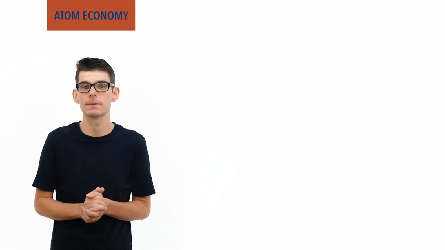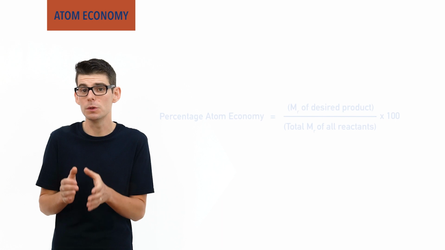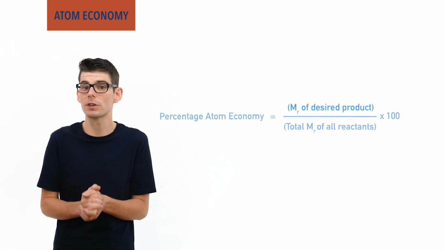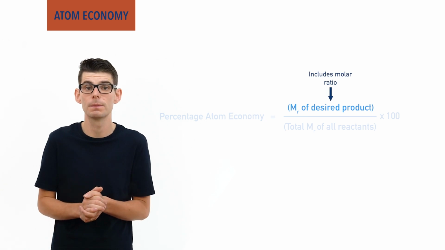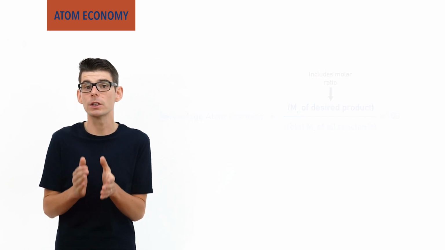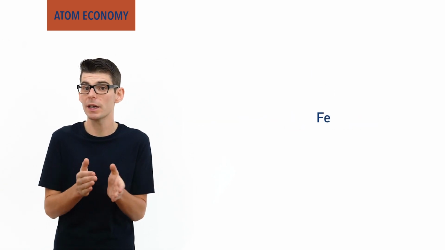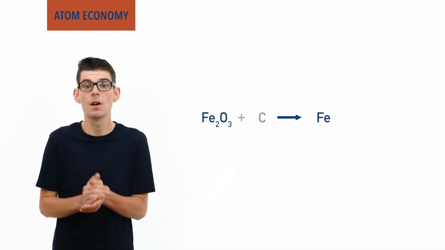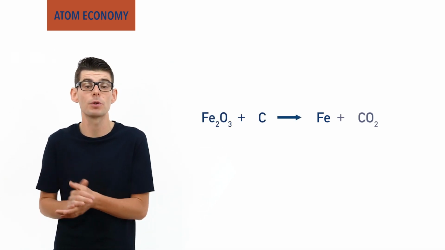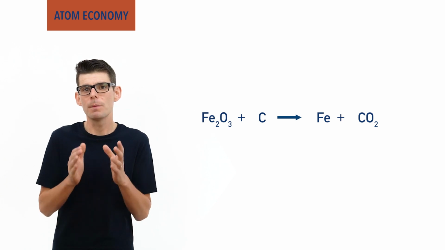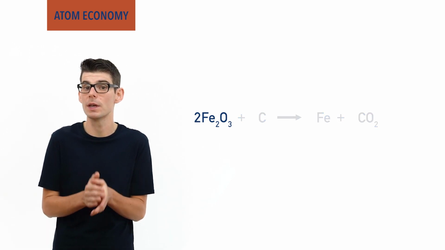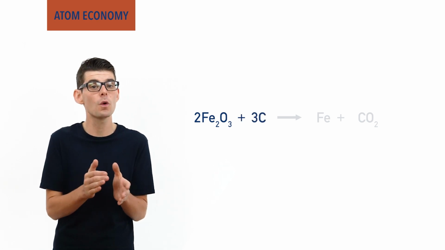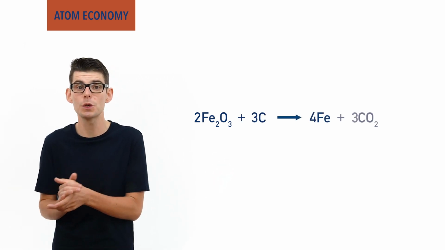In the formula used, the total MR of the desired product includes the molar ratio of the product formed. For example, iron can be formed in the reaction between iron(III) oxide and carbon, forming carbon dioxide as a product as well. The balanced equation for this reaction is 2Fe2O3 plus 3C forms 4Fe plus 3CO2.